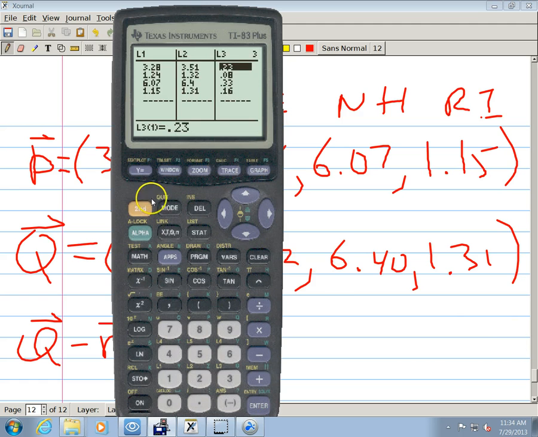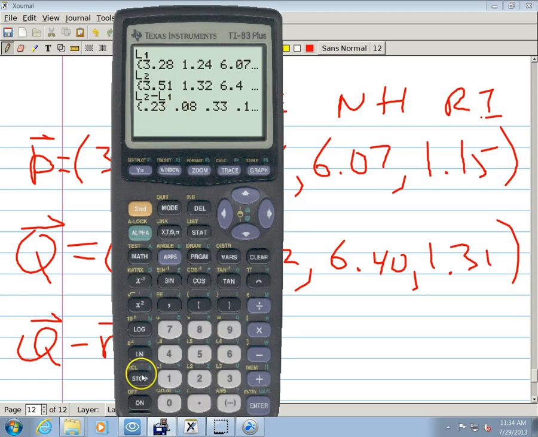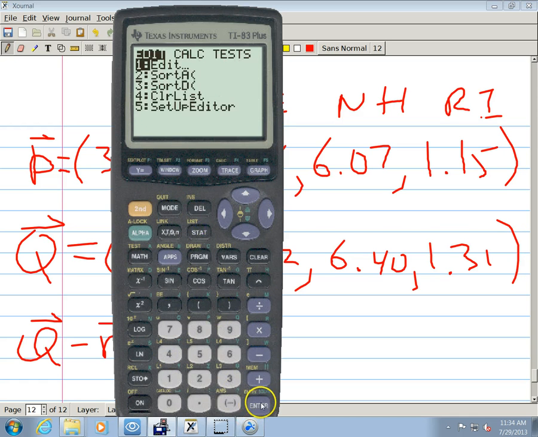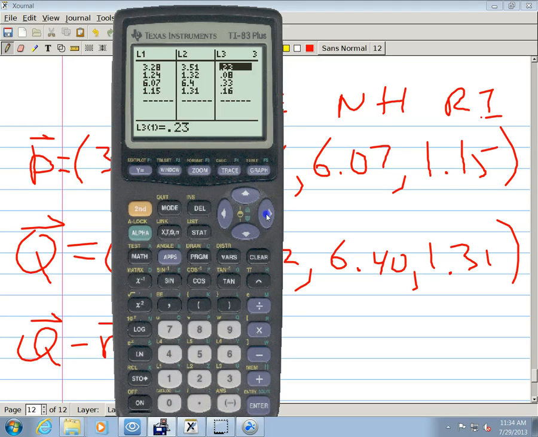All right, so there it is. Or you could have just done this. Take that answer and store it as L3. I'm going to store it as L4 so you can see that it works. So stat edit. So notice that L4 is the same. So you could have done it from the home screen too.